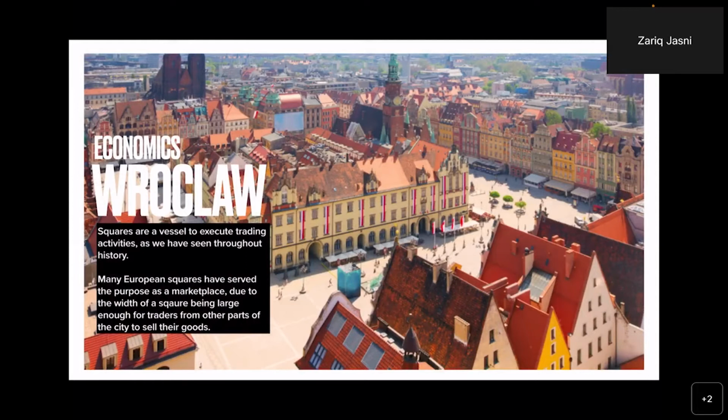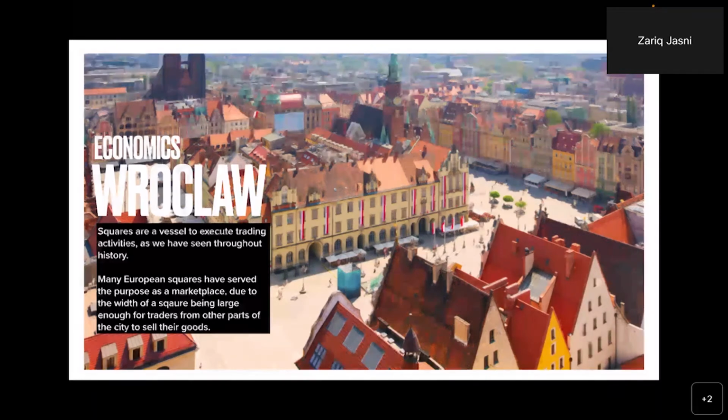several during the years before, even before World War II. So I believe this square has survived multiple eras, and many European squares have served the purpose of a marketplace due to the width of the square being large enough for traders from other parts of the city to sell their goods. So, as you can see, this is an example of a square being used in the sector of economics.